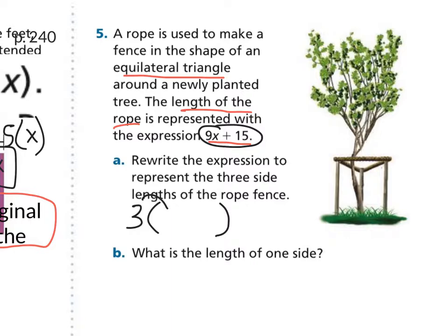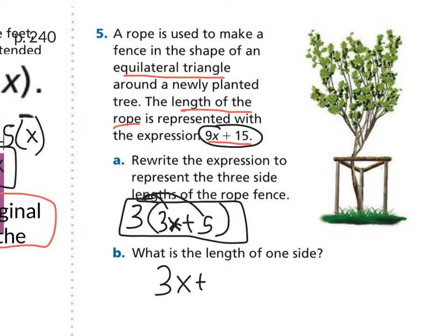So 3 times what to get 9x, that would be 3x. 3 times what to get 15, and that would be 5. So this would be a rewritten expression. And then the length of one side, well, we had 3 times something, gave us the perimeter basically, or the total length of the rope. So the length of one side would be 3x plus 5.